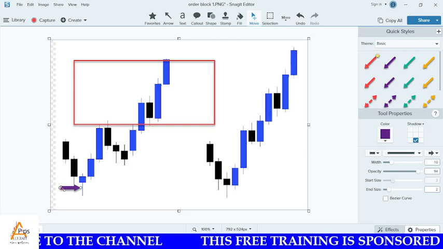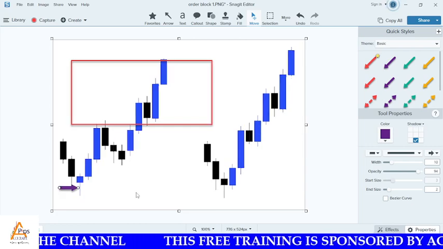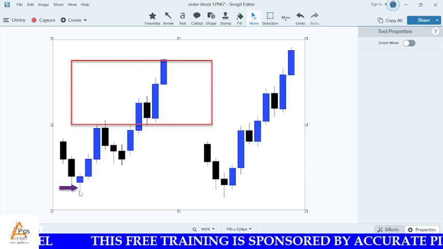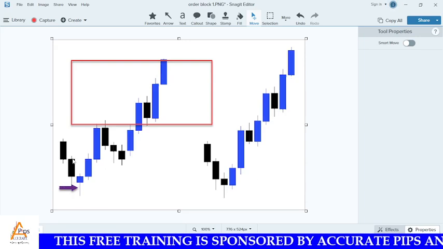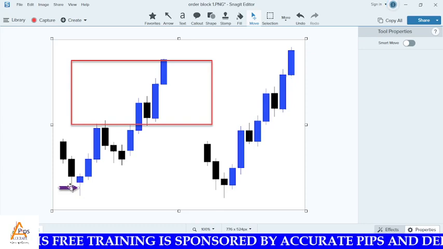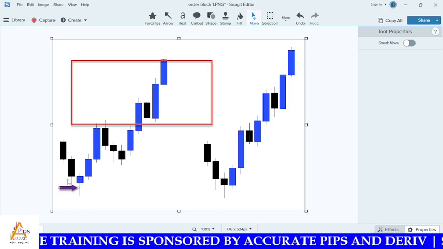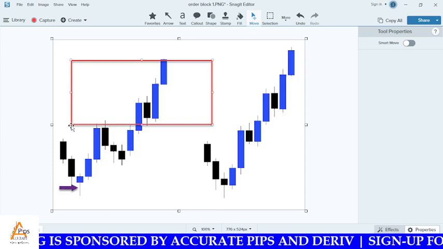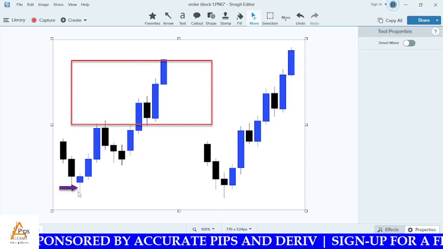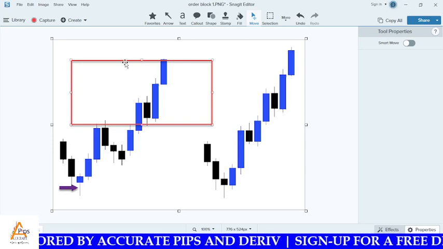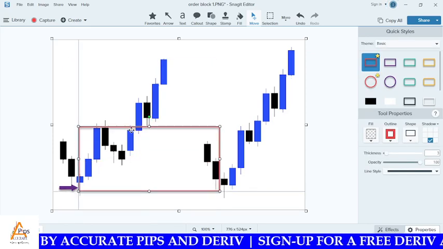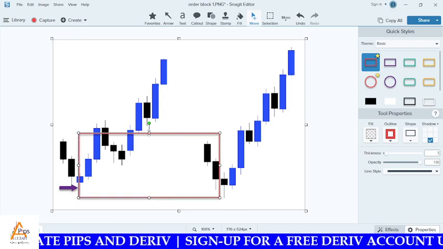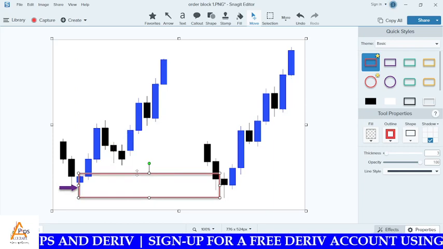This is the reason why I taught you about the formation of candlesticks. We are looking for price to take liquidity. The candlestick that takes the liquidity of the previous candle before the move is what we'll be looking at as our order block. So in this case, this blue candle here is our order block.